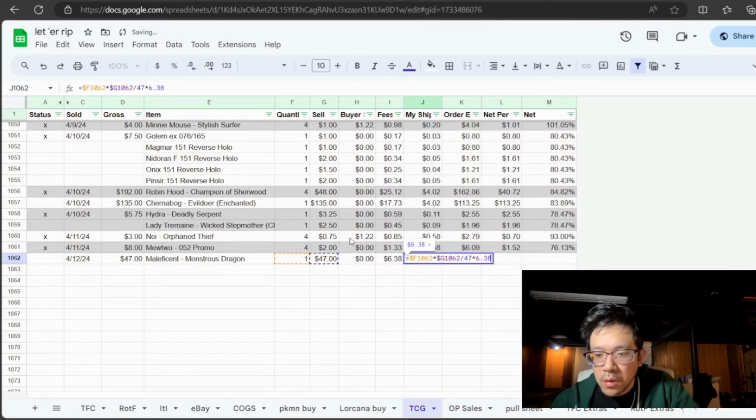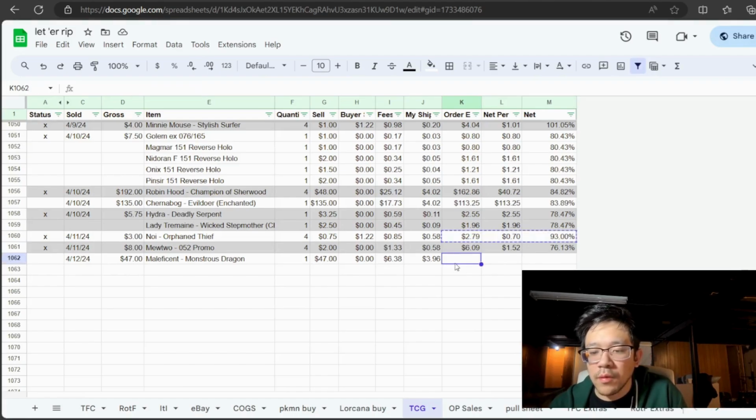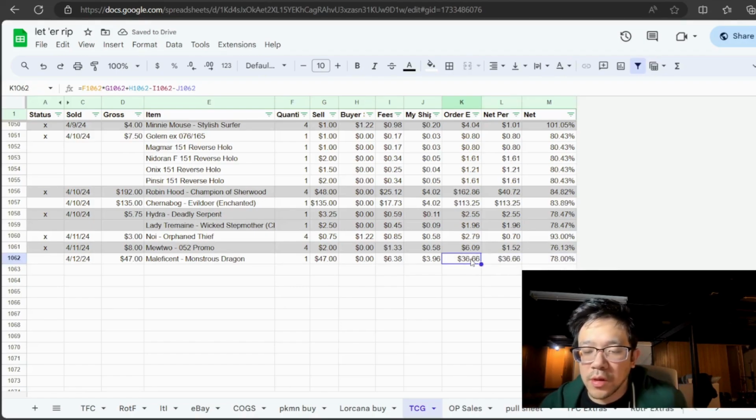So same formula, $3.96. Okay, and then these 3 columns here are the most important to me. I'm going to just grab these 3 and copy the formula into here. And what this tells me is how much I made after I paid for fees and shipping. So even though I listed for $47, you can see that I didn't make $47.